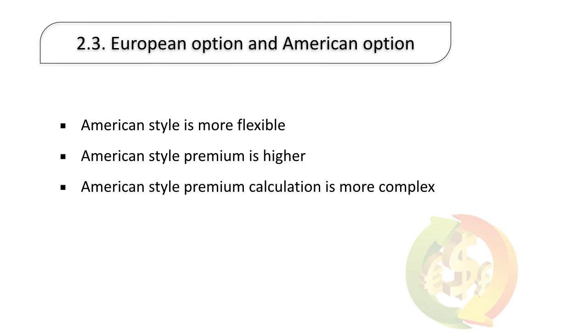So, which one would you prefer? American style option or European style option? Evidently, American style options are more flexible and give holders extra advantages. For that reason, American style option premiums are always higher. Obviously, the more advantages for holders, the more risks for writers. Also because of American style option flexibility, its premium calculations are more complex.